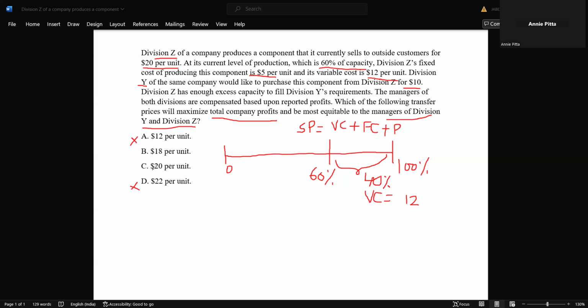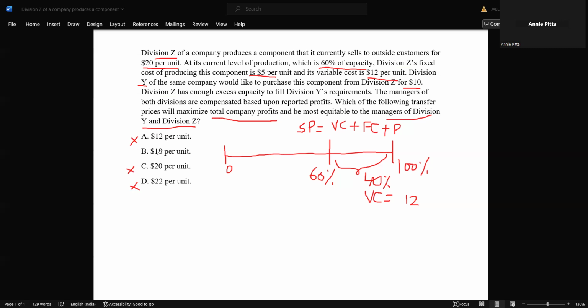If they accept a transfer price of $20 to pay to division Z, Z will be benefited, but Y will not be benefited. We want all three entities to be benefited, so $20 is also not an option. The next one is $18. $18 is a profitable scenario for all three of them. The maximum price which Y would have to pay is $20, and $18 is better than $20, so they will be benefited.